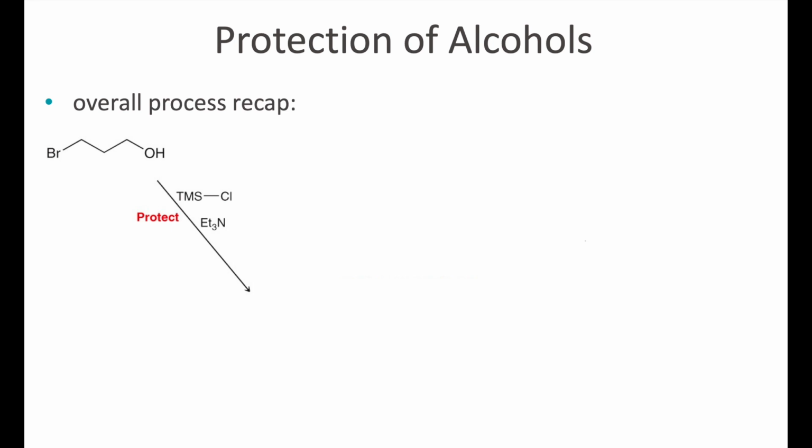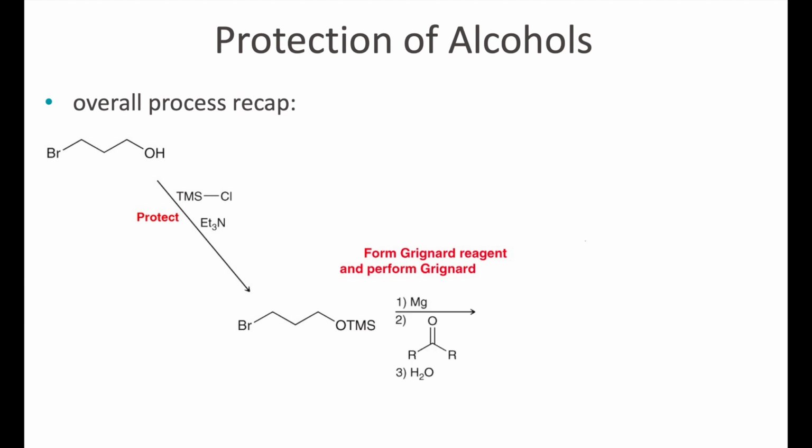All right, so let's recap on the overall process. First, you have the alkyl bromide with that alcohol group. So you want to protect that alcohol group. So you add in TMS chloride, trimethylsilyl chloride, with a base, Et3N, triethylamine. So you form this alcohol-protected alkyl bromide, which you can then form your Grignard reagent by adding magnesium.